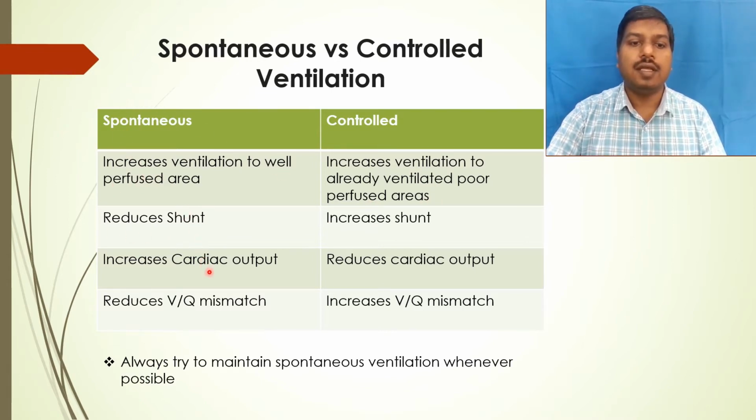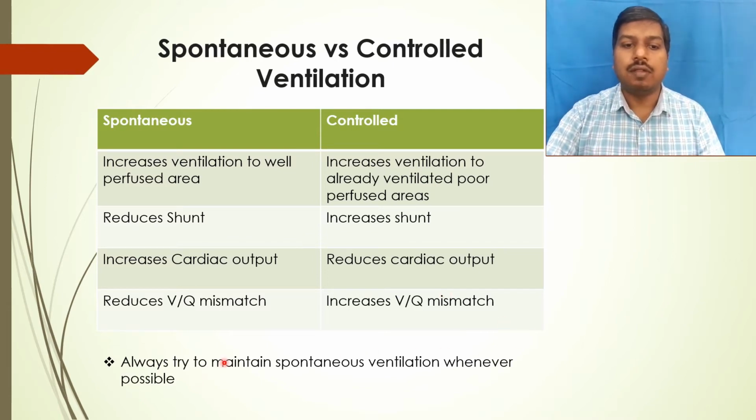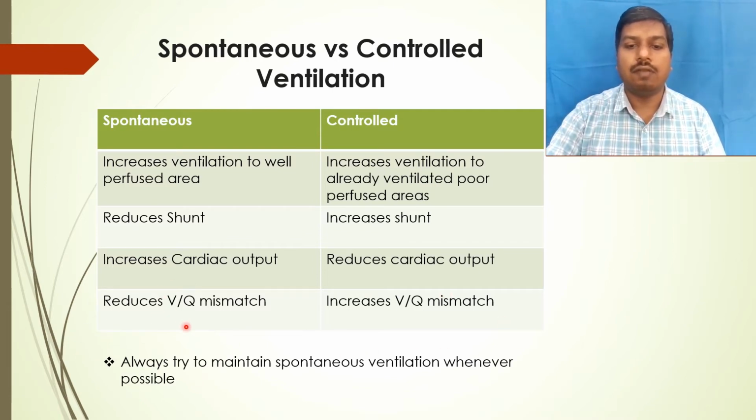There is an increase in cardiac output in spontaneous respiration because negative intrathoracic pressure facilitates venous return. There is a reduction in cardiac output in controlled ventilation because positive pressure ventilation reduces the venous return. So spontaneous respiration reduces the ventilation perfusion mismatch, whereas controlled ventilation increases it. So it's always better to maintain spontaneous ventilation whenever possible during mechanical ventilation.